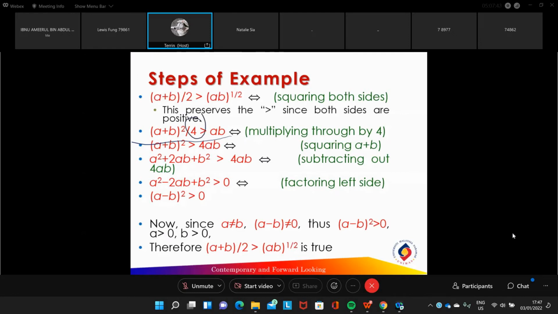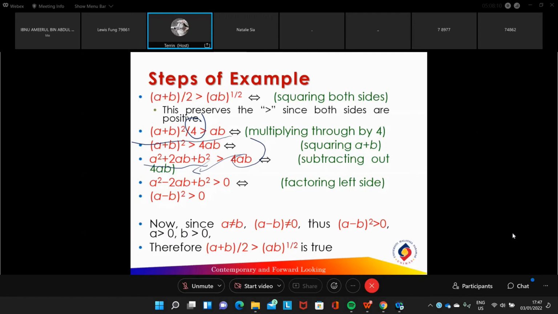Then we just take the 4 and chuck it to the other side. Because this is over 4, you just multiply by 4, and then you're going to get (a plus b) squared. So when you expand that, you get a squared plus 2ab plus b squared greater than 4ab. And then you take this one to the other side, you're going to get a squared minus 2ab plus b squared always greater than 0.